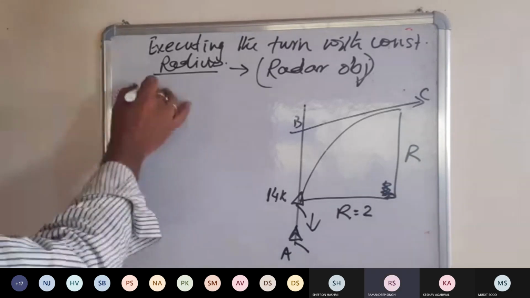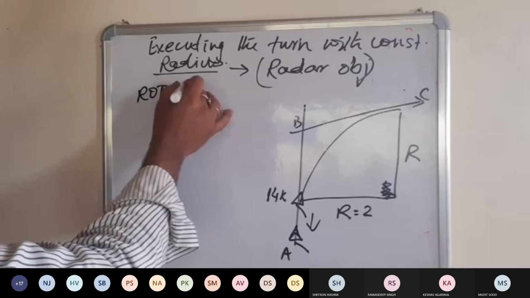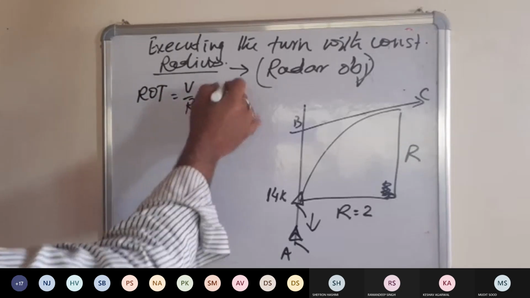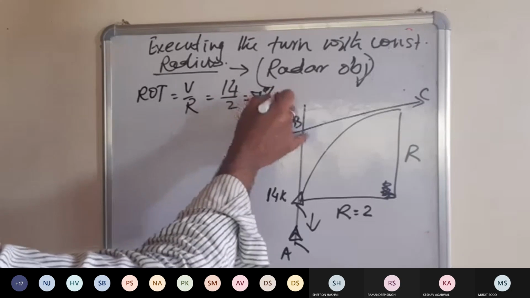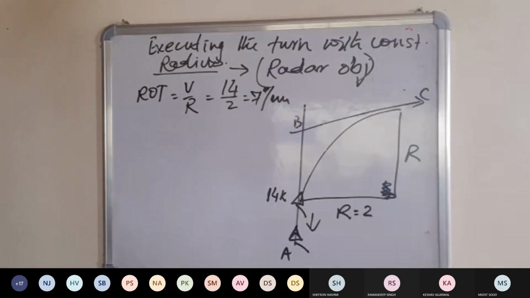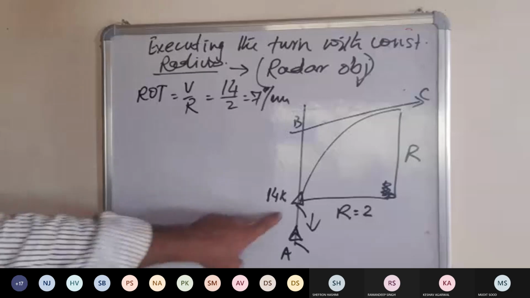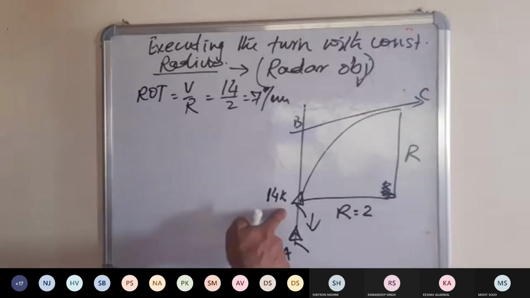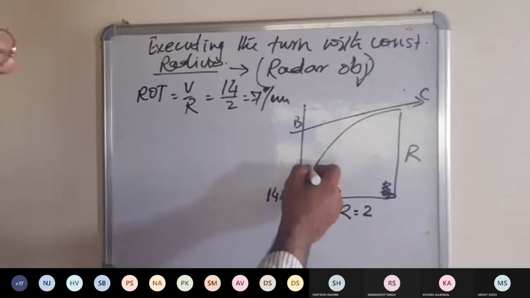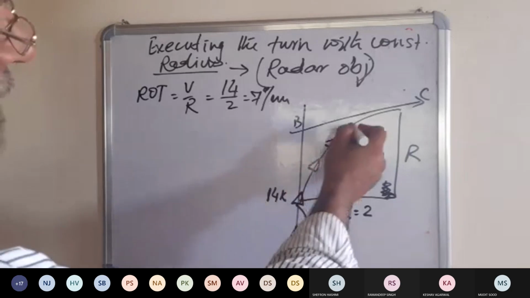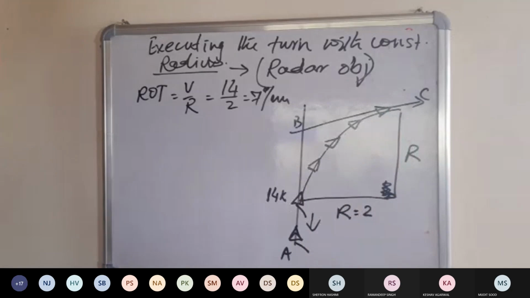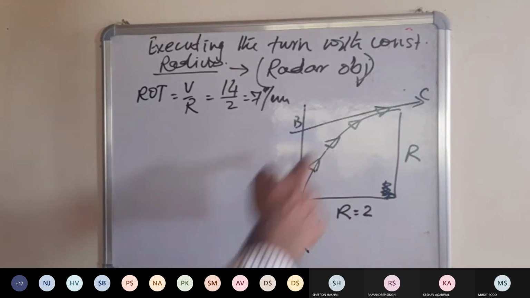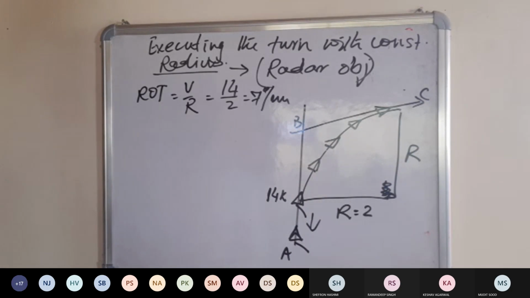Very good. ROT is equal to V by R is equal to 14 by 2 is equal to 7 degrees per minute. So this is the ROT. If I keep the ROT at 7 degrees, the vessel is supposed to be going like this, because every minute it is turning 7 degrees, 7 degrees. So it is going to be like this.